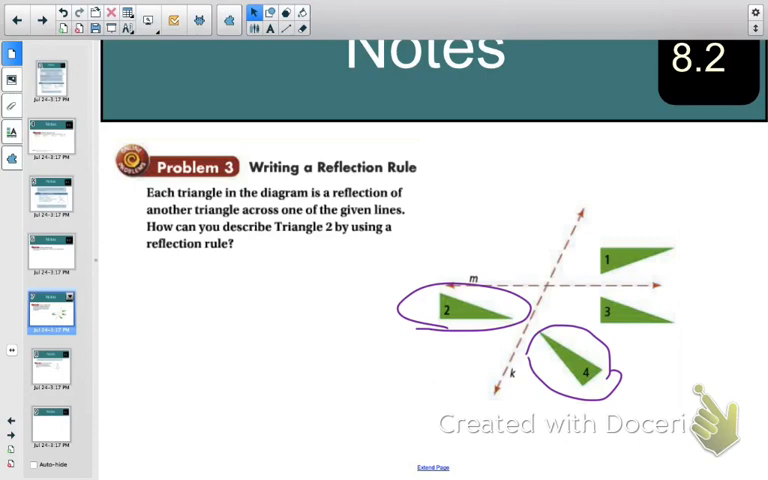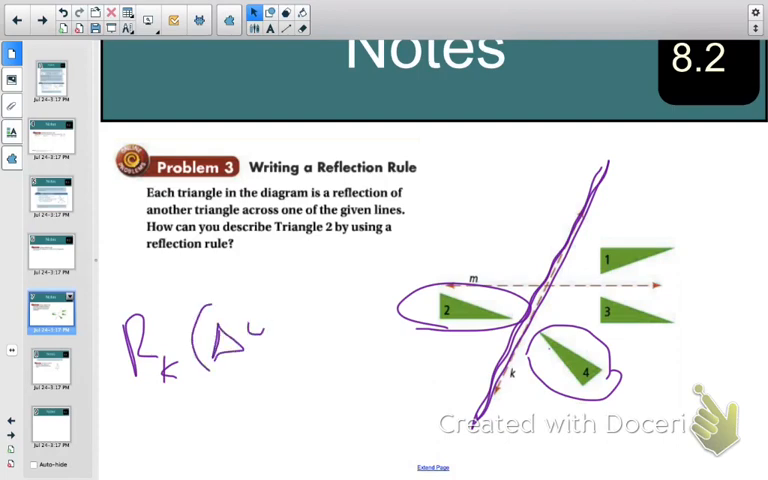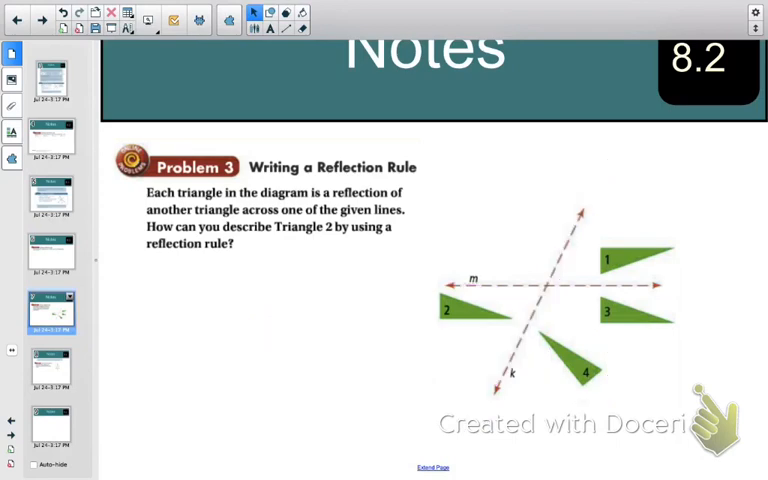So if you're going to write the rule, you'd say we're going to reflect, so capital R, over the line, this one's going to reflect over the line K. So I'm going to put K down here, and I'm reflecting triangle 4, and that will give me triangle 1. Okay, and that's all it wants you to do. Just describe the rule. And that's it. Okay, if you wanted to describe 1, you could say it's a reflection of 3, but that one's reflecting over line M instead of K.